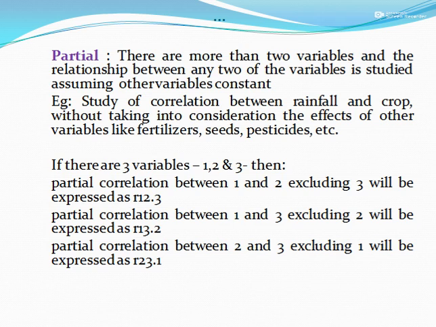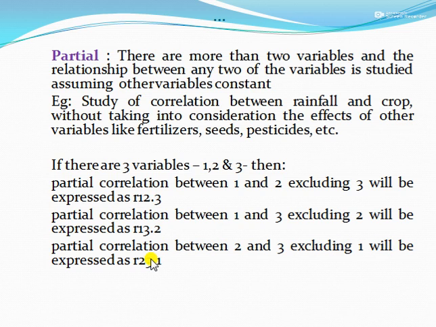Okay. If there are three variables such as 1, 2 and 3, we can study three partial correlations. What are they? Partial correlation between 1 and 2 excluding 3, and this can be expressed as R12.3. This is the correlation between 1 and 2 keeping the third variable constant. Okay, and another one is partial correlation between 1 and 3 excluding 2, and this will be expressed as R13.2. This is the correlation between 1 and 3 excluding 2 or keeping the second variable constant.